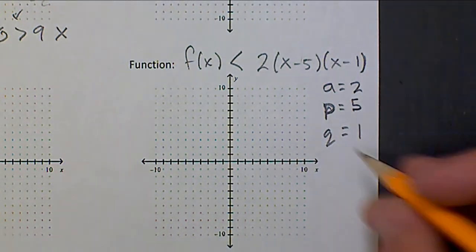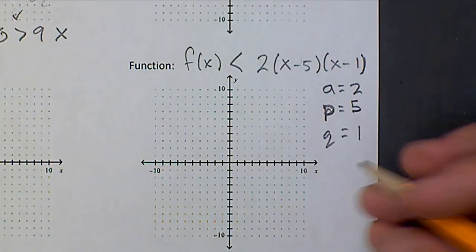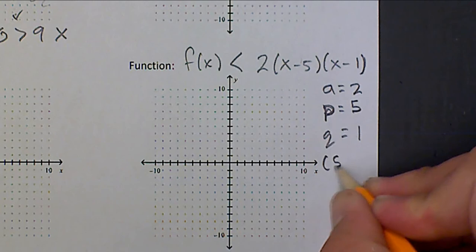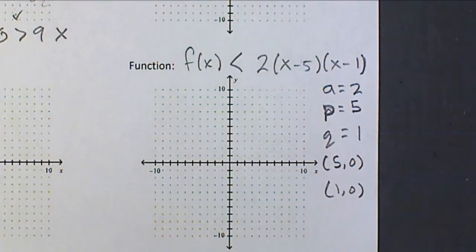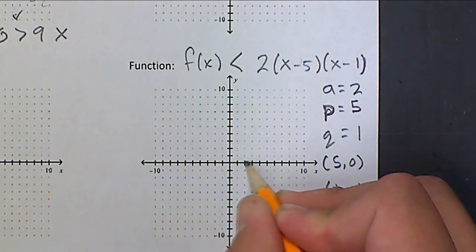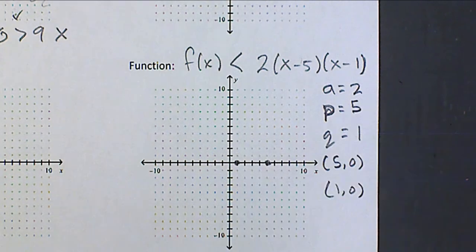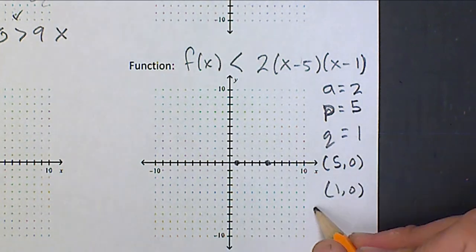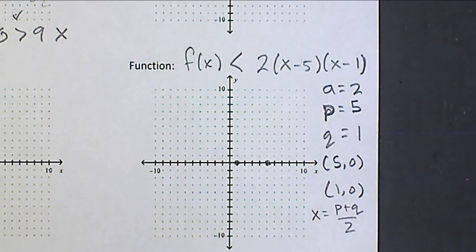I found P to be 5 and Q to be 1. So that means the point (5, 0) is an intercept and (1, 0) is an intercept. So I'm going to go ahead and plot those points. 5, 0, 1, 2, 3, 4, 5, and 1, 0. There's the other one. You can use the formula x equals P plus Q divided by 2 to be absolutely sure where the axis of symmetry is.